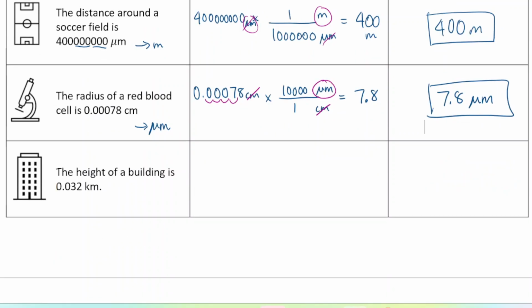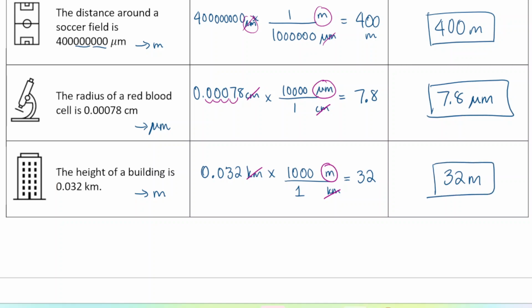Okay, the height of a building is 0.032 kilometers. We probably would never measure the height of a building in kilometers unless it was maybe one of the tallest buildings in the world or something. Probably it's more reasonable to change to meters. So we're going to go from 0.032 kilometers. We're going to put kilometers on the top, meters on the bottom, because we want to cancel out the type of unit we're going from and keep the unit we're going to in the numerator. And there's 1,000 meters in every kilometer. So we'll multiply this by 1,000 and we'll get 32. So 32 meters. All right, so that's how to change between units, and that is the end of the lesson.